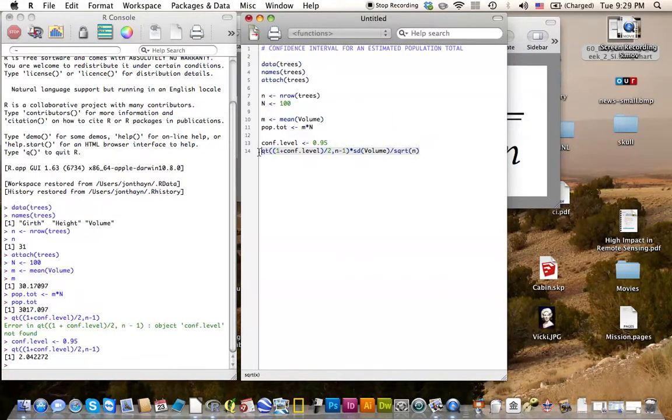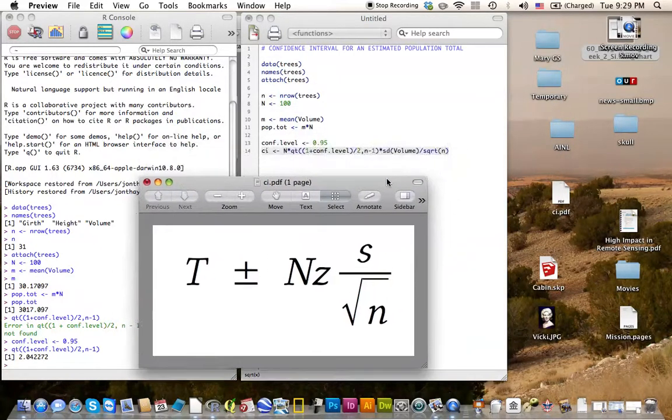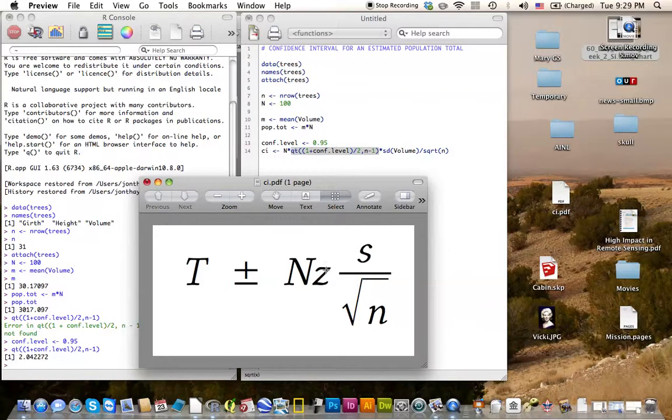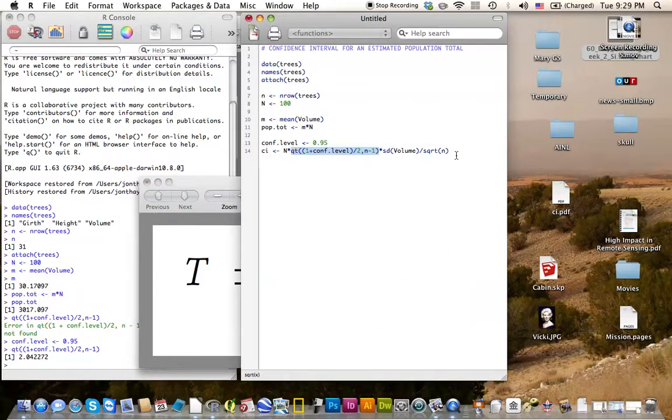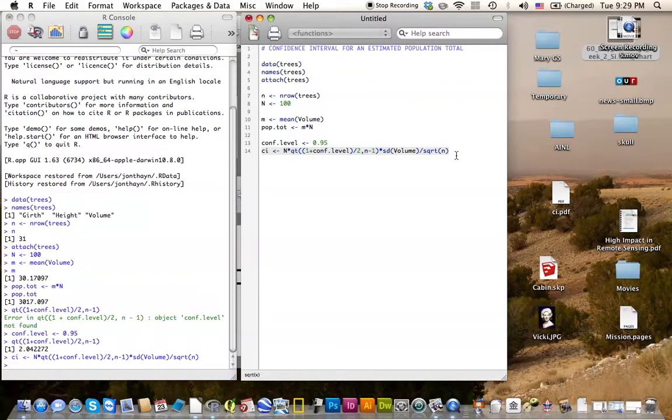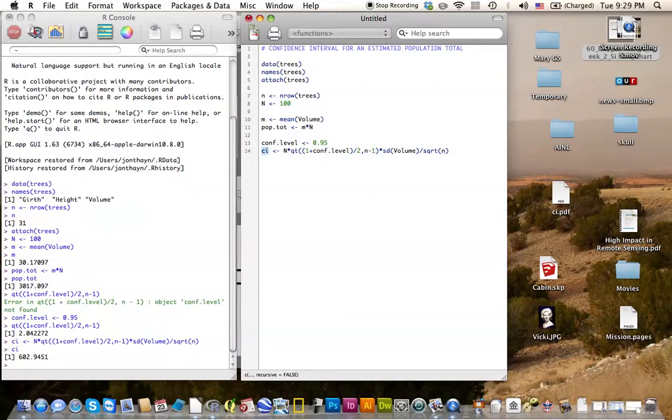We're also going to multiply that by our capital N to turn that into our full confidence interval, okay? So here we have that full equation, right? N times Z, and Z is this whole area right here, right? So N times Z times the standard deviation of volume divided by the square root of n. So when we run that, our confidence interval is equal to 600 cubic feet of lumber.